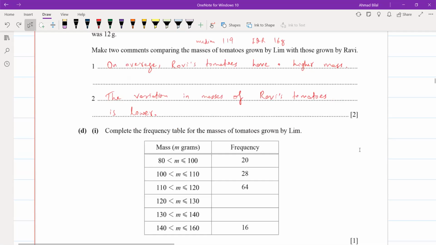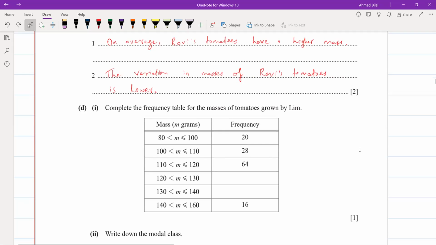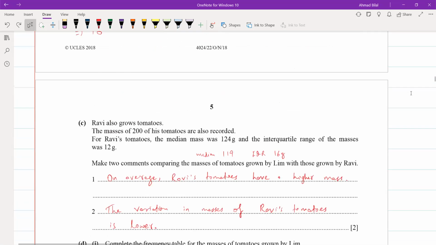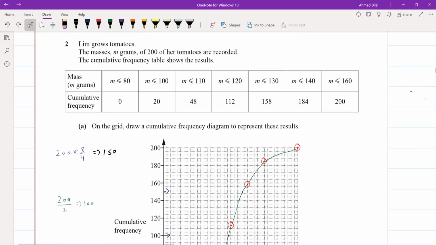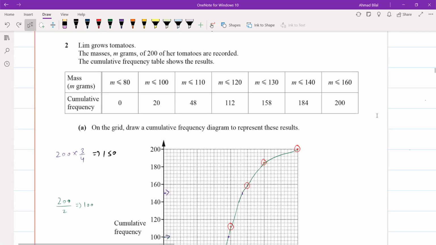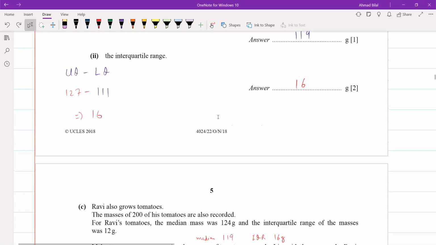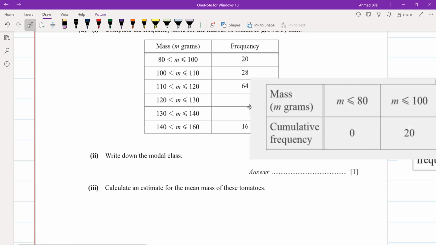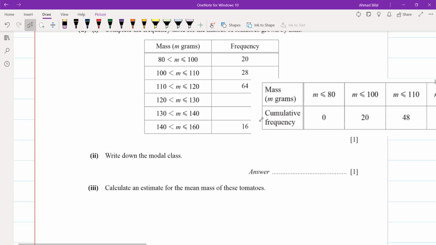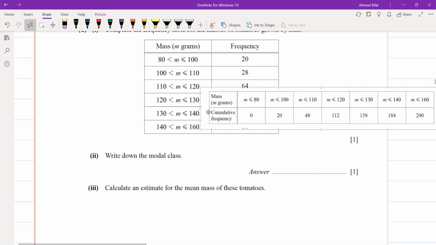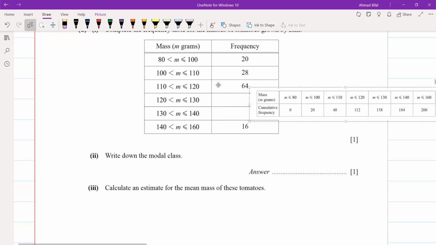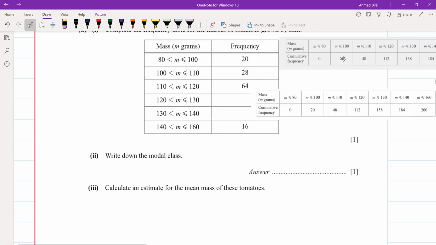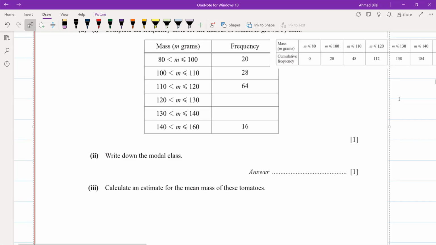Then it says complete the frequency table for the masses of tomatoes grown by Lynn. अब देखिए उसने ऊपर हमें cumulative frequencies दी हुई हैं. Okay, so we have the cumulative frequencies. Let me just copy that table here. So हमारे पास cumulative frequencies आ रही है यहाँ पे. Right, these are the cumulative frequencies.